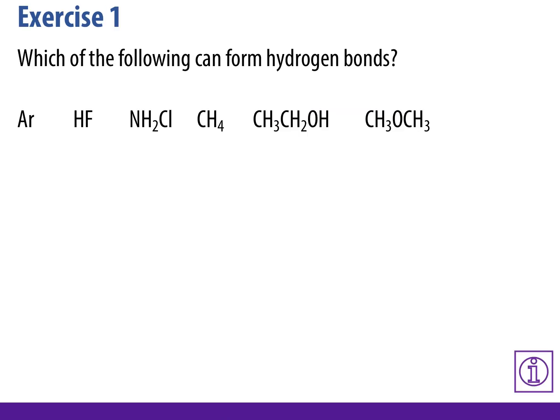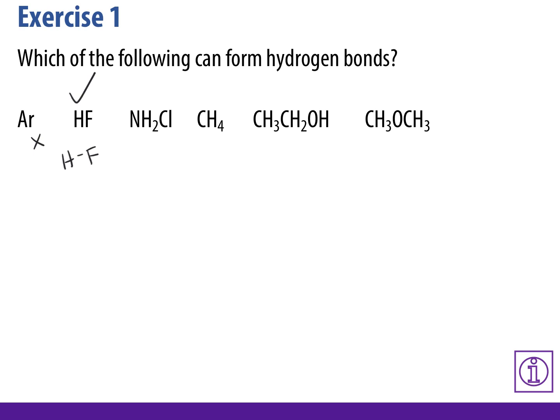Okay, our first exercise, which of these can form hydrogen bonds? Some of these are relatively straightforward, some of these are a little bit harder. Argon is a freebie, there's no hydrogen, so it can't form a hydrogen bond. HF, if we think about its Lewis structure, that's a hydrogen bonded to fluorine. So yes, that can form hydrogen bonds.